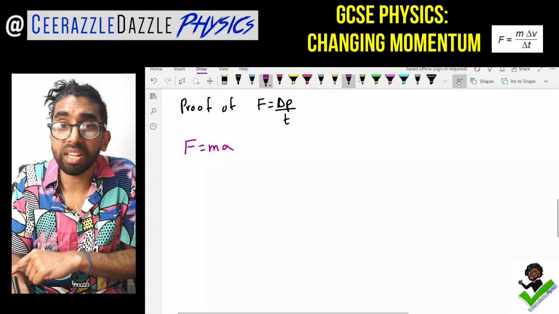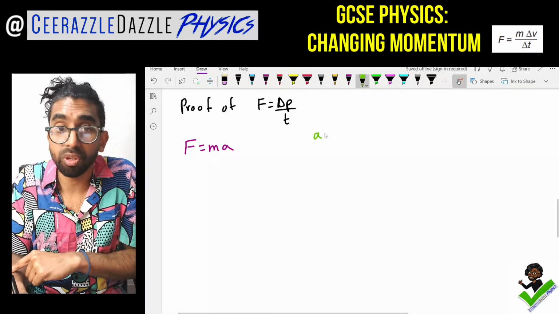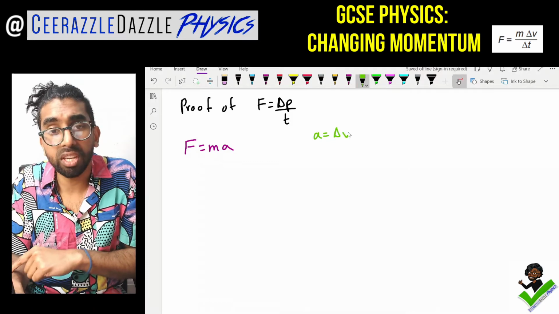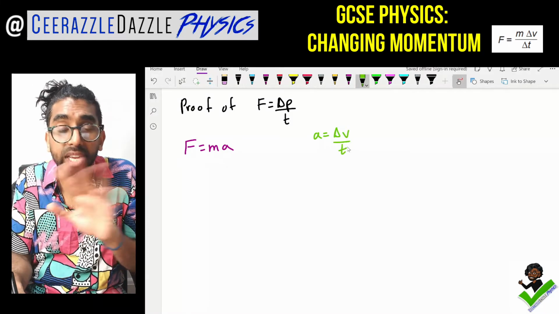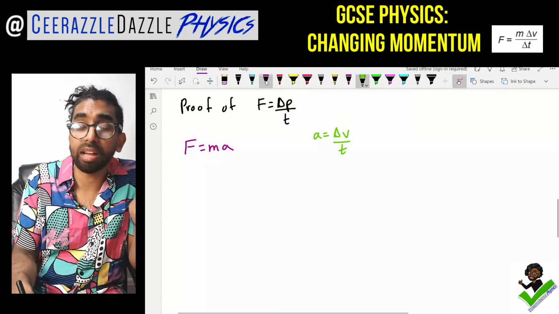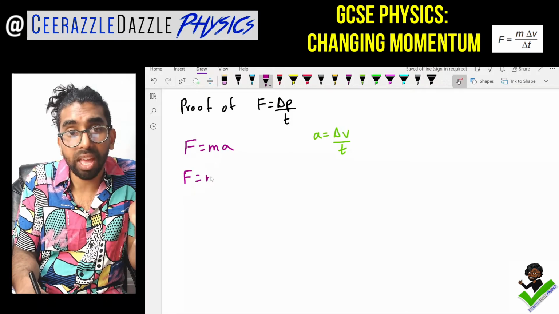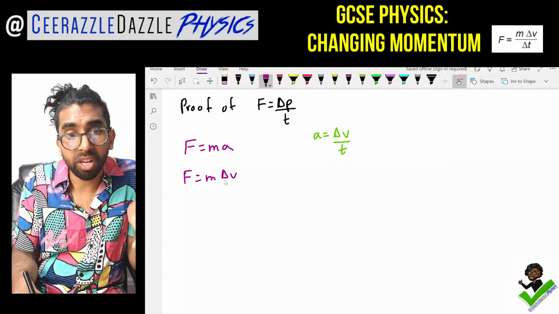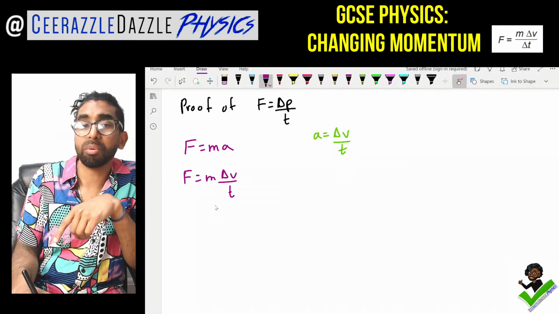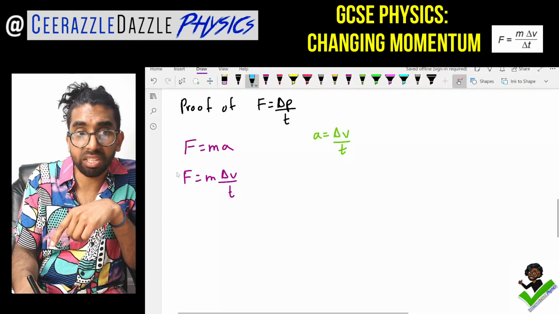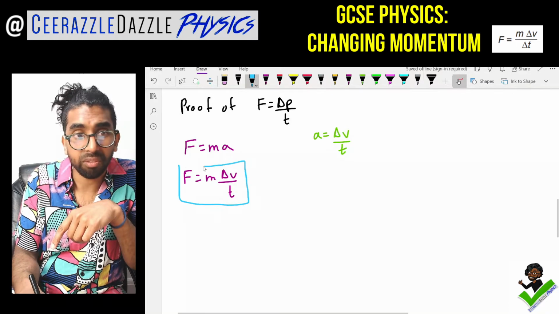But we also know that acceleration is equal to the change in velocity divided by the time taken. Let's substitute that instead of a. So now F is equal to m delta v divided by t. There we go, and look, we've done the first formula. Easy stuff. That's the formula over there.